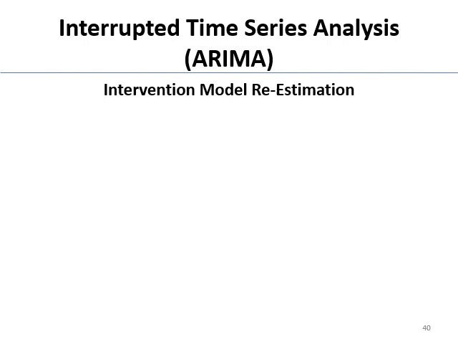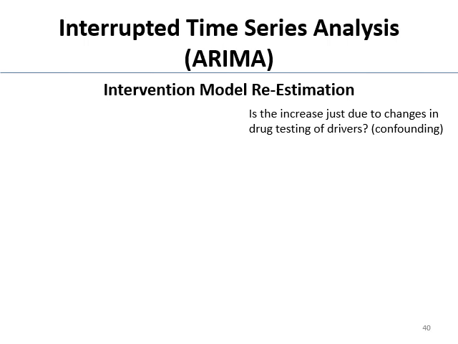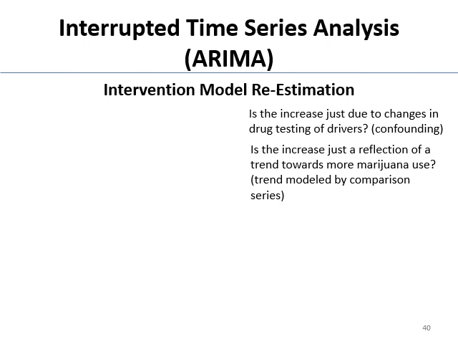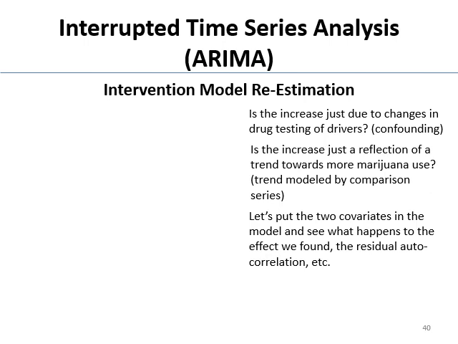Well, let's go back into our model and ask: is the increase just due to changes in the drug testing of drivers that is confounding? Is the increase just a reflection of a slow upward trend in marijuana use in the United States, as modeled by that series I have, all other states without medical marijuana laws, and their proportion of drivers with cannabinoids in their blood over time? Let's put those two covariates in the model and see what happens to the effect we found in the residual autocorrelation and the fit.